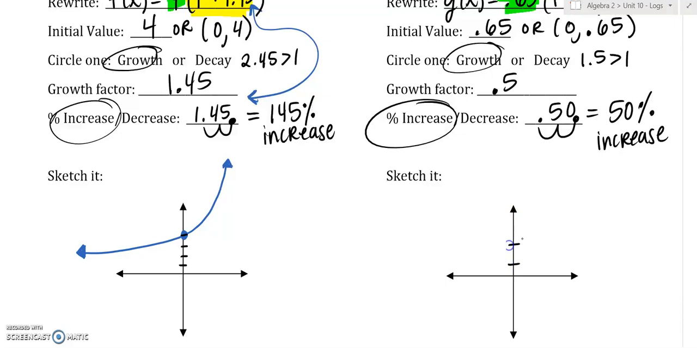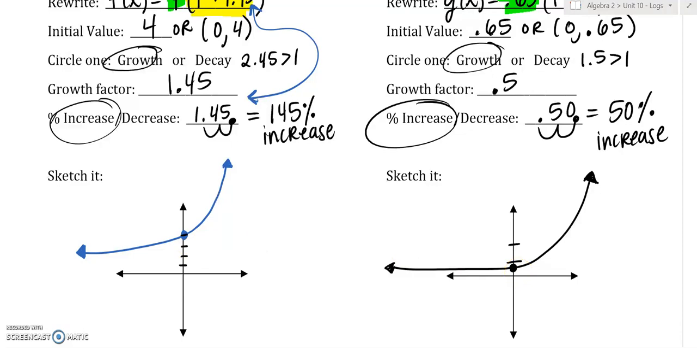So if I use those pieces to make my sketch, I want to plot my initial value. My initial value is at 0.65. So that means I go up 0.65, which isn't that much, it's right about there. And since it's a growth problem, it looks something like that. Again, similar graphs, but the initial value, where it's starting for both of these graphs, is different.